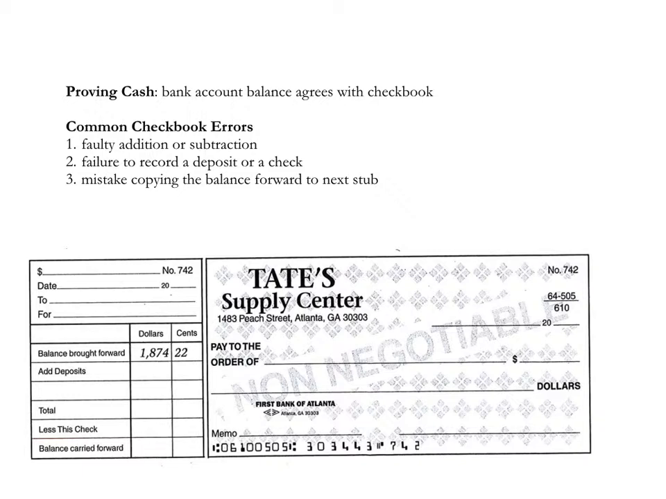Some common errors that we can have: 1, faulty addition or subtraction. 2, failure to record a deposit or a check. And 3, a mistake copying the balance forward to the next check stub. It could be that I copied 1874 instead of 1847.